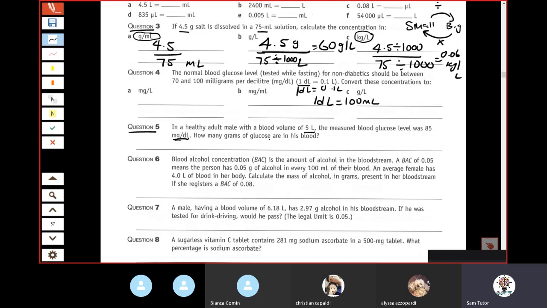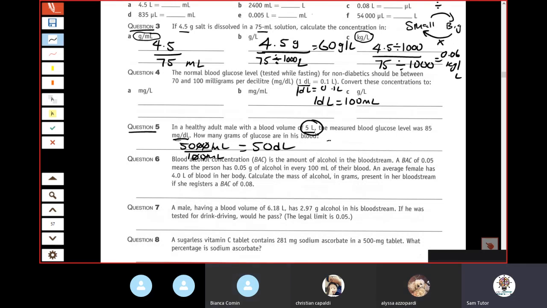In a healthy adult male, how many grams of glucose? So the blood volume is 5 liters, the measured blood glucose level was 85 milligrams per deciliter. Now, every deciliter is 100 mils. How many deciliters do you have in 5 liters? Well, very easy. You'll just do 5,000 mils divided by 100 mils. That should get you 50 deciliters.